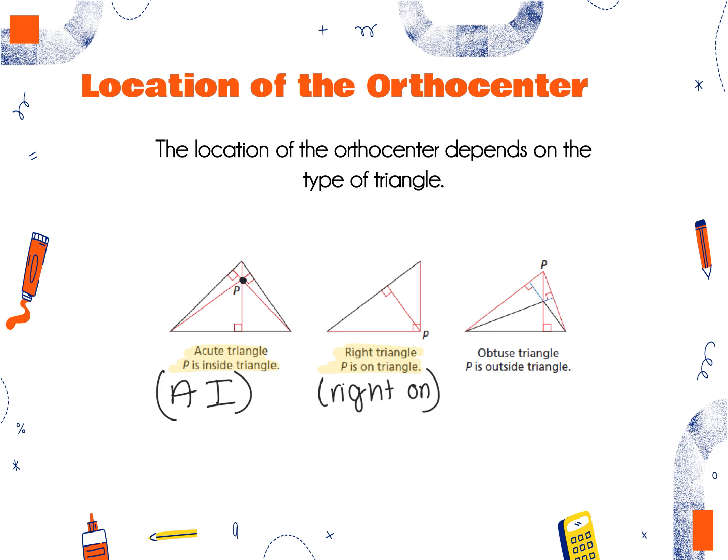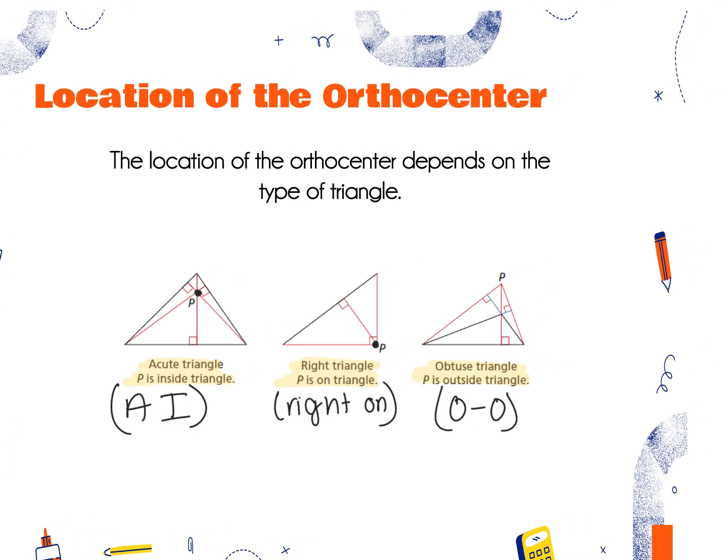Keep in mind if you're looking at this one, this line is perpendicular to my vertex. And because it's a right triangle, these are already perpendicular. So that means my orthocenter is going to be right there on the vertex. And then obtuse is outside my triangle. So if I'm looking at it, you can see that point P is outside.